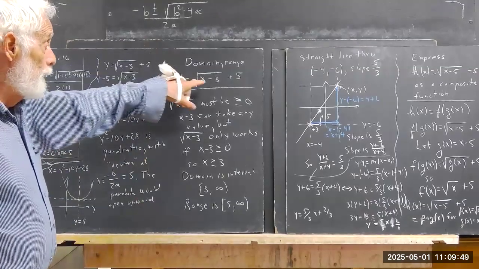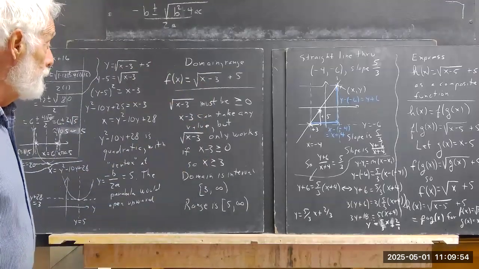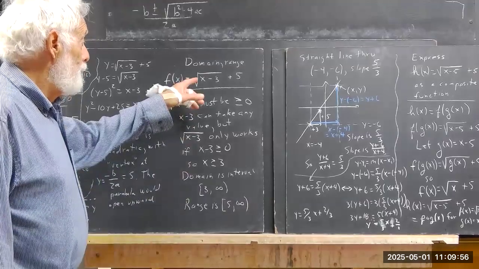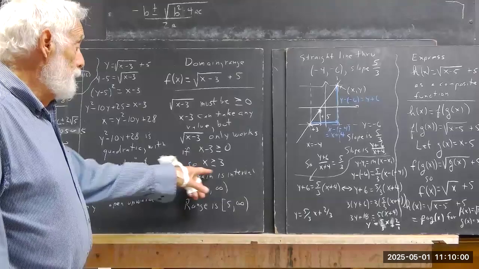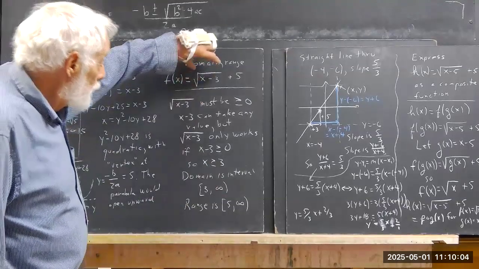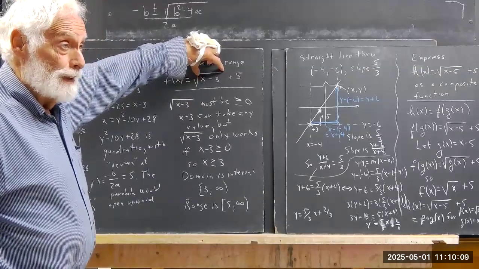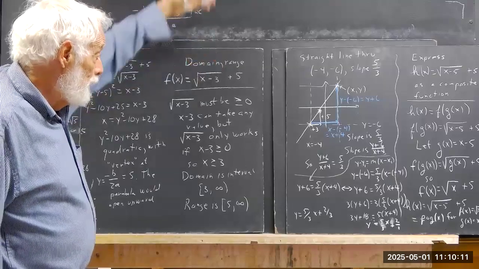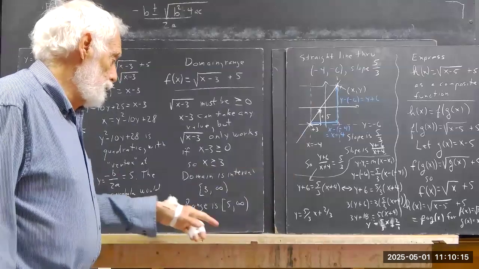Get the domain and range of f of x equals the square root of x minus 3, plus 5. What it comes down to is x minus 3 can't be negative. So x has to be greater than or equal to 3. Also, the square root of x minus 3 can be 0, but it can't be negative. So it can be any number from 0 on. And when we add 5 to it, it can be any number from 5 on to infinity.